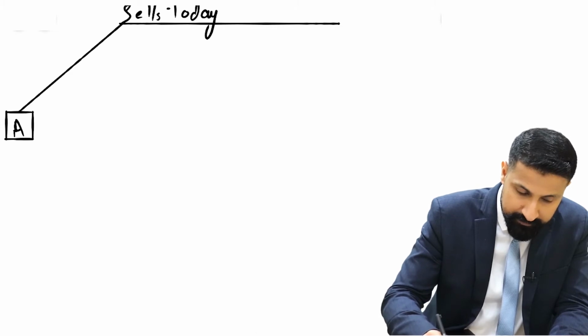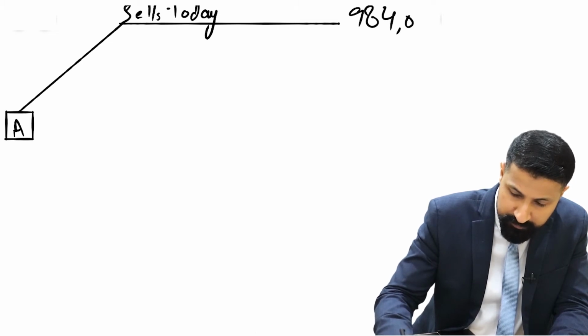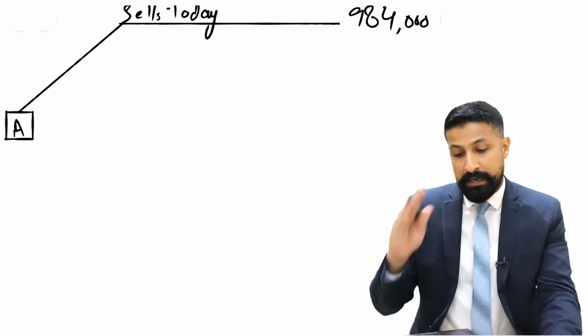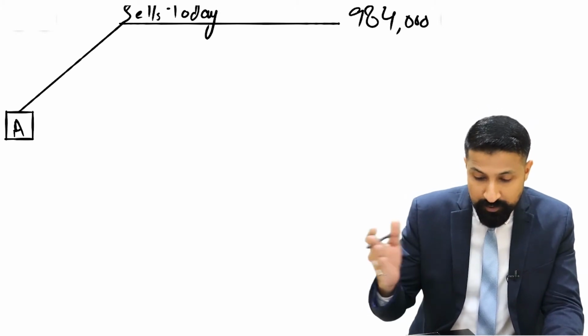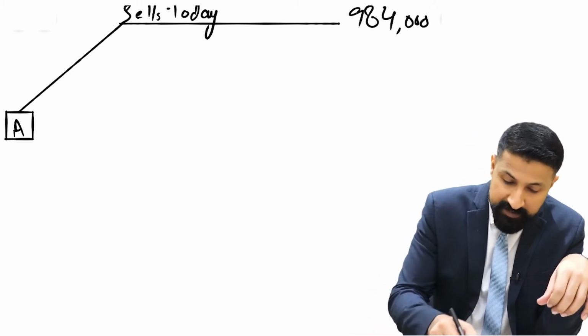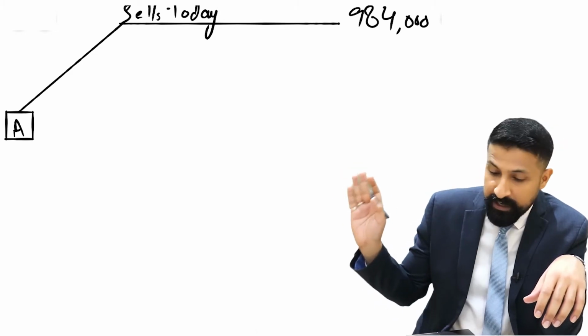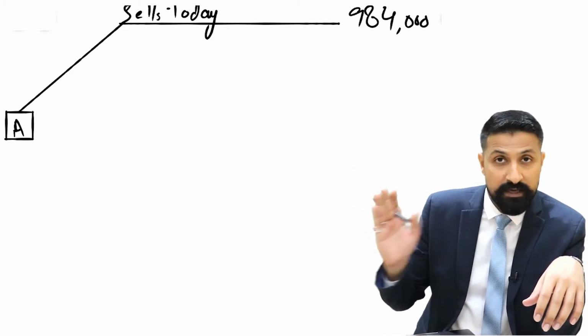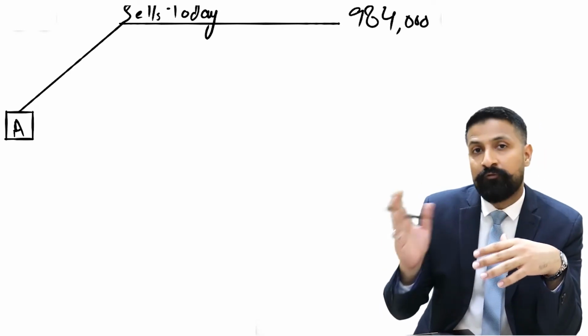Then what will happen? He will get 984,000. I'm sorry for the writing because I'm using a software, so writing is not so clear. I'm extremely sorry for that. So now I have shown you what if Mr. Mani sells his villa today. He is going to get 984,000 in his hand. Now let's discuss the probabilities of future.